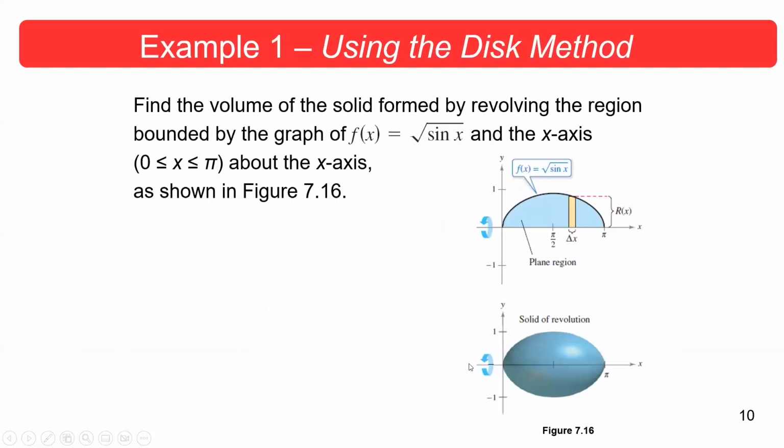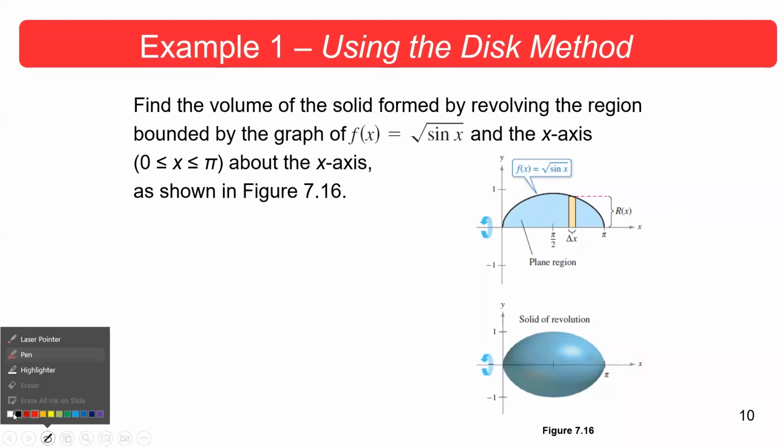So let's just try this. Find the volume of the solid formed by revolving the region bounded by the graph y equals the square root of sine x and the x-axis. Note that x is from 0 up to pi. So revolve it about the x-axis. So you will form something like a football, like an ellipsoid. So how would you approximate the volume for this? First, let's just try drawing it.